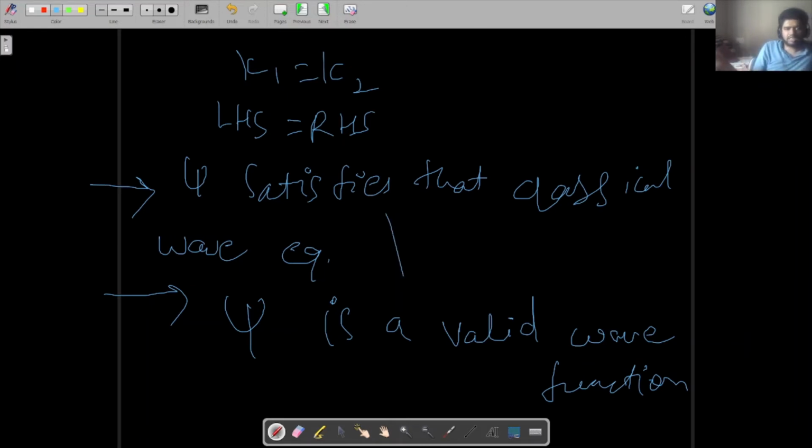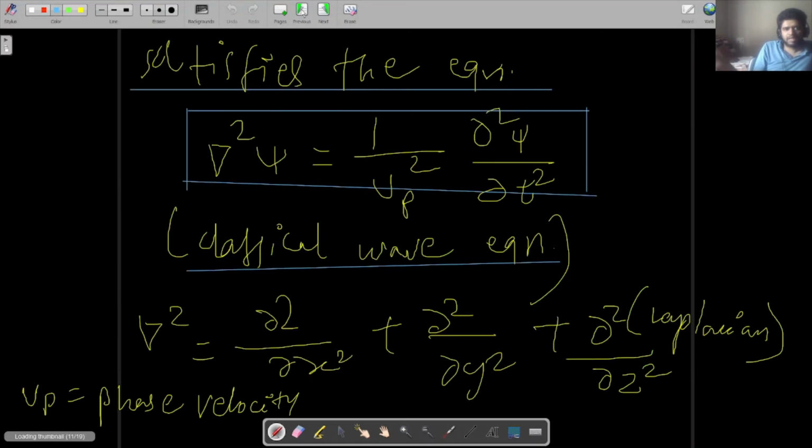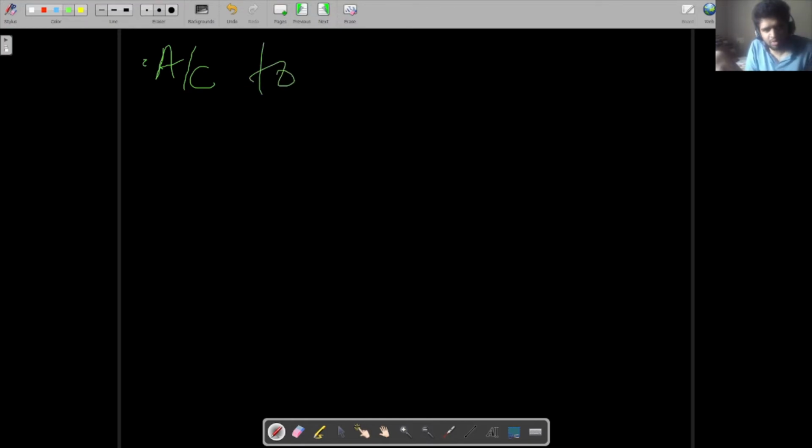Now let me write another statement. If it satisfies the equation, then according to de Broglie's hypothesis, this symbol means according to. This is according to de Broglie's hypothesis.